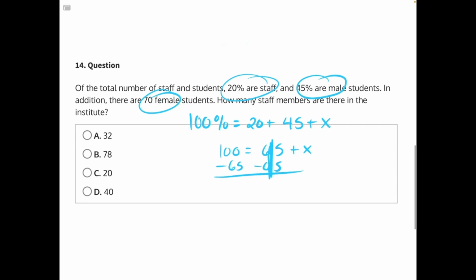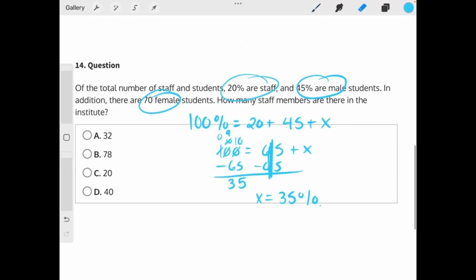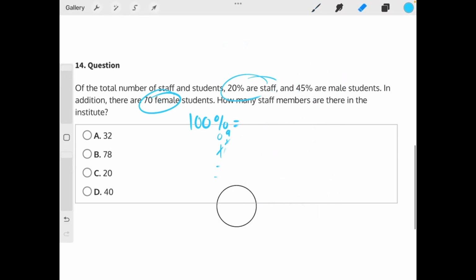When we do this, we would need to borrow, so we'd have 10. We can't borrow from 0, so we would need to borrow from 1. 10 would become 9. 10 minus 5 would give us 5. 9 minus 6 would give us 3. So the percentage of female students is 35%. Now that we have that info, we can set up some proportional ratios to find our answer.